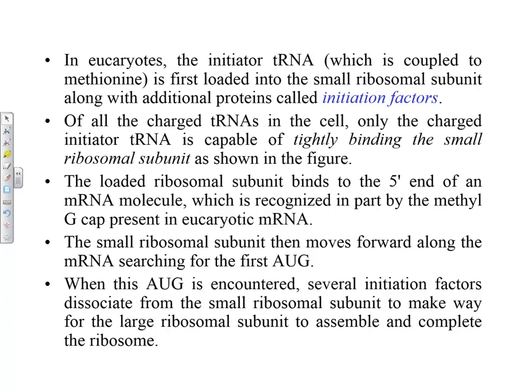So let's talk about eukaryotes, that is cells with a nucleus. In eukaryotes, the initiator tRNA, which is coupled to methionine, this is the tRNA that is going to get the protein synthesis reaction going, is first loaded into the small ribosomal subunit along with additional proteins which are called initiation factors. Of all the charged tRNAs in the cell, only the charged initiator tRNA is capable of tightly binding the small ribosomal subunit, as shown in the figure on the next slide.